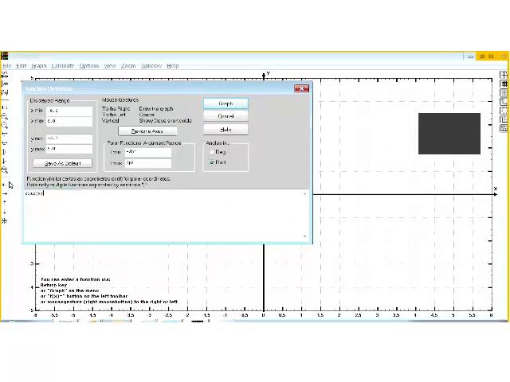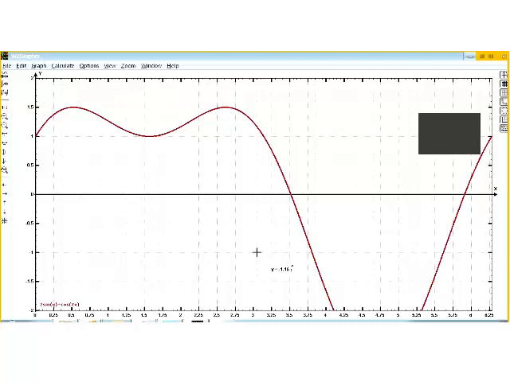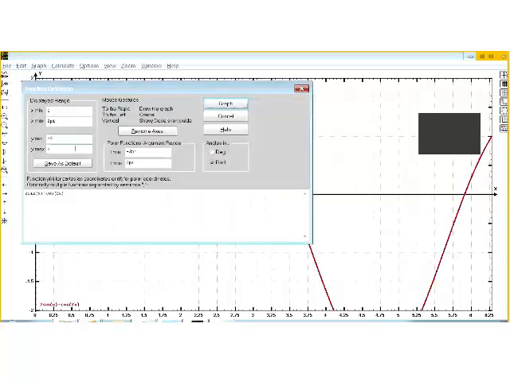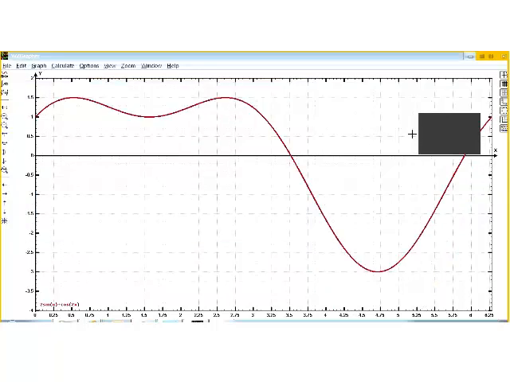The function was 2 sine of x plus cosine of 2x. Okay, and let's go from, well, I don't know exactly what it's going to come out as. I think it goes from -2 to +2 at the most. X goes from 0 to 2 pi, and y goes from -2 to +2. No, actually it goes more than that, so let's change the y value to -4, something like that. There we go. Okay, and then we'll take a picture of it. Okay, there it is.